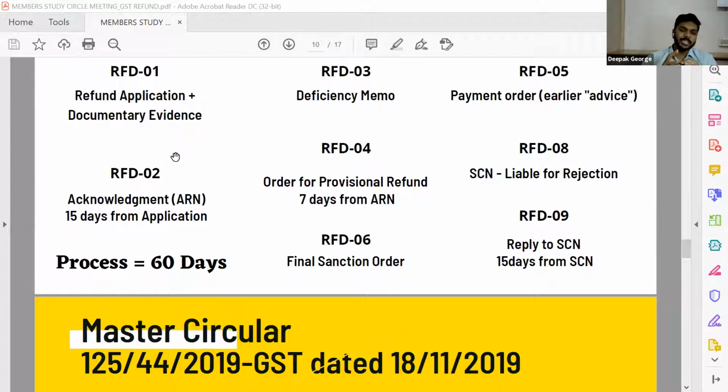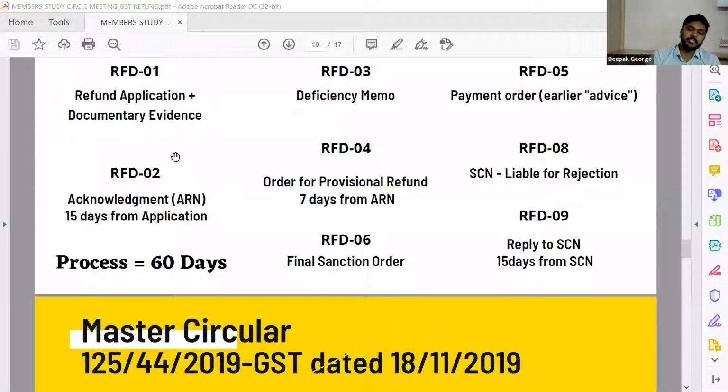RFT 02 is basically an acknowledgement bearing a number called the acknowledgement receipt number, or the ARN. It's basically a tracking number that you can use to track at which stage your refund application is, whether it is still under the processing stage, whether it is under the scrutiny stage, whether the order has been sanctioned, or whether your payment advice or payment order is pending. RFT 02 is again a common acknowledgement for all types of refunds. The time limit mentioned in the rules is 15 days from application.